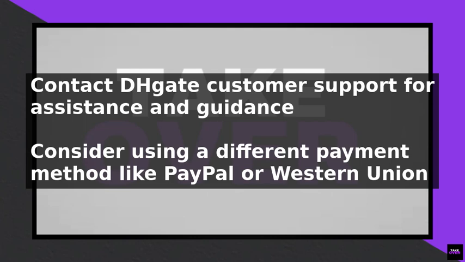By following these steps, you should be able to fix the issue of DHgate not accepting your card. Remember to always verify your card information and check with your bank for any restrictions or issues. Using a different payment method or contacting customer support can also help resolve the problem.